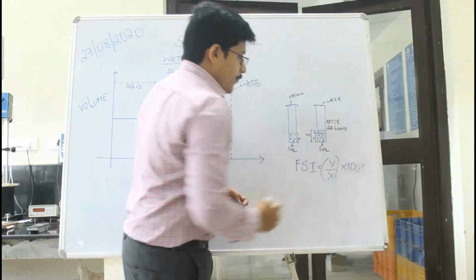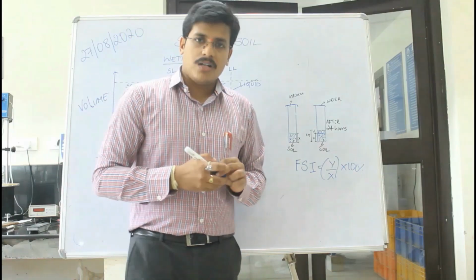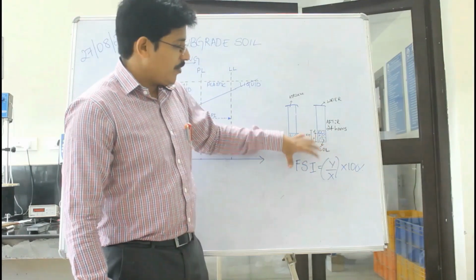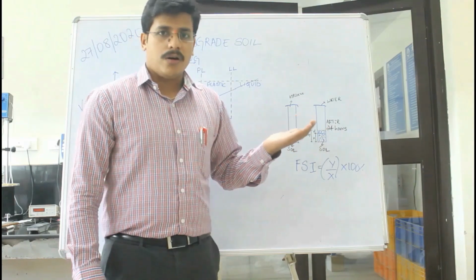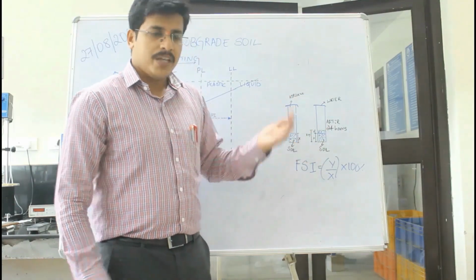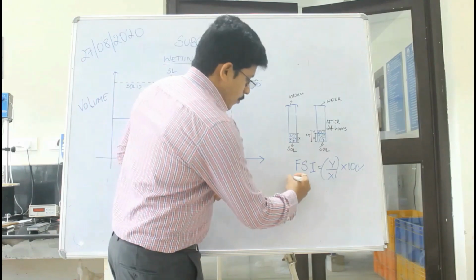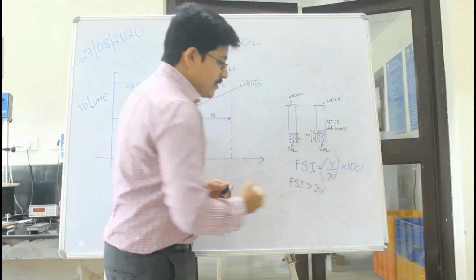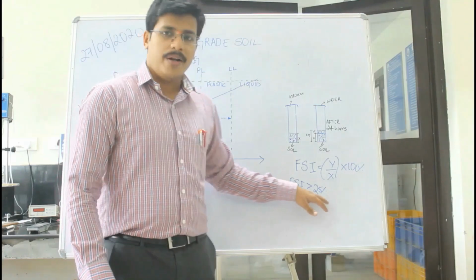Now you can find this FSI simply: FSI will be equal to Y by X into 100. Normally, black cotton soils should have FSI more than 50%. If it is more than 50%, it's not a good soil for pavement construction. Even when FSI is more than 20 to 25% or so, it can be quite risky to use those kinds of soils in the pavement subgrade.